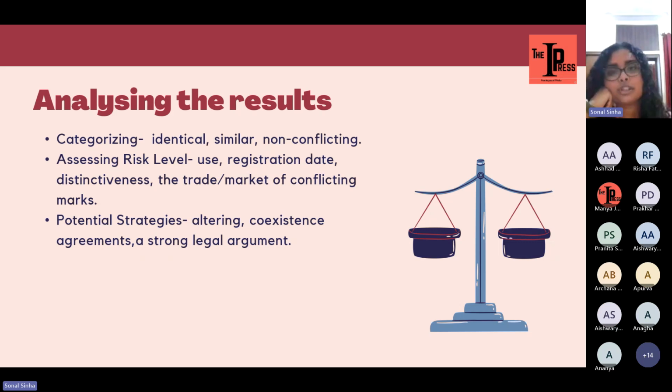So it's always a good thing to mention to your client that, see, these are the identical marks that might pose a threat. Even if they started using later than your mark, there are always chances, because when the prosecution starts and the trademark registry reviews your mark, sometimes they just give you a list of trademarks that are identical to your mark.